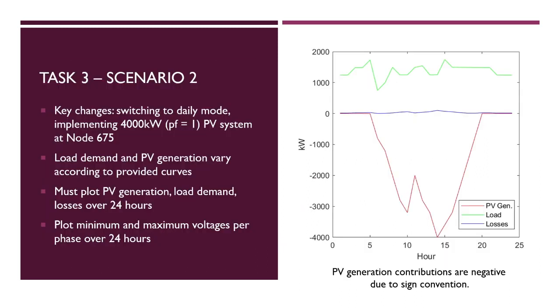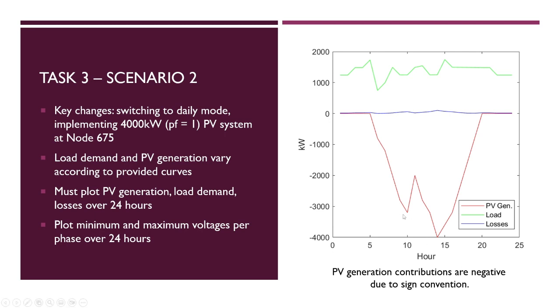So to resolve that, scenario 2 implements 4,000 kilowatts of a PV system, and it's actually a 4,000 kVA rated PV system, but we were given a power factor of 1, and so 100% of the real power is being delivered to the system. And this is at node 675. So from here we were to plot the load demand and PV generation, which are provided via XY curves that vary their demand and supply over the period of the day.